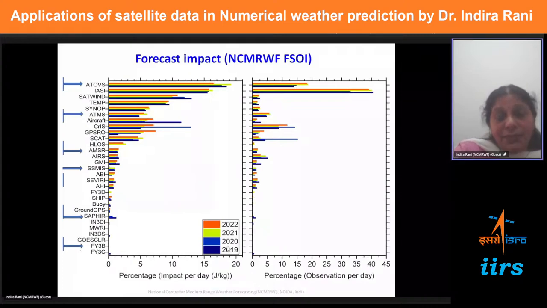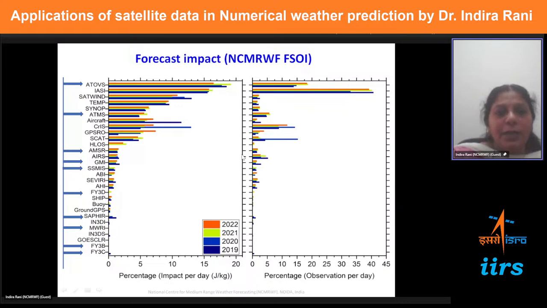And if you see what the impact of this data is in our assimilation system, this is the forecast impact of various types of observations in our assimilation system for the last 4 years, that is 2019, 20, 21 and 22. Here you can see that the major contribution is coming from ATOVS. ATOVS is a combination of 3 instruments, HIRS, then AMSU-A and AMSU-B. For different years it is shown in different colors, 2019, 20, 21 and 22. Irrespective of the years, the major contribution is from ATOVS.